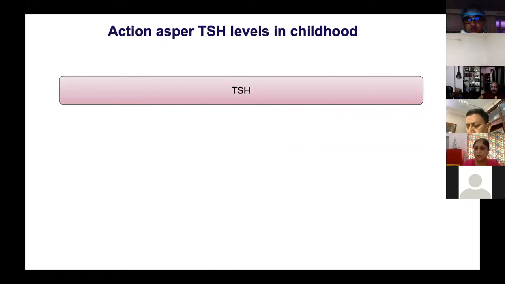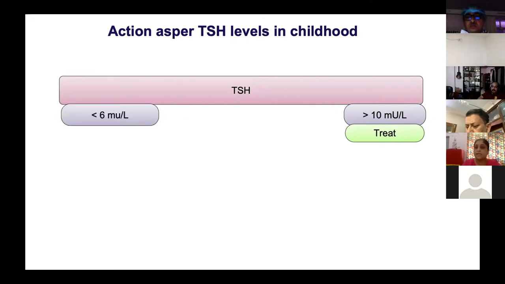So this was about the neonatal physiology. What happens during childhood? You again order TSH in a child who is suspected of having any thyroid disorder. During childhood, levels of more than 10 are taken as abnormal. So if the levels are more than 10, you straight away start the treatment, and simultaneously you look for the causes of hypothyroidism, but the treatment has to be started in such a scenario.